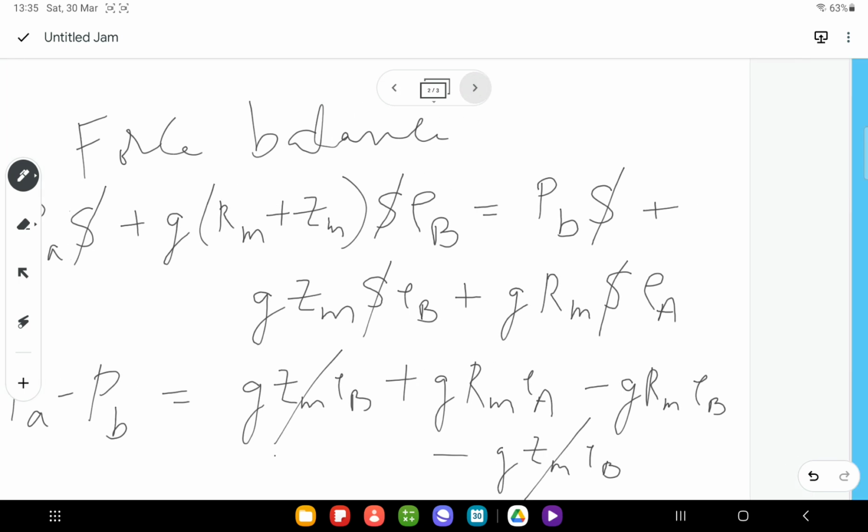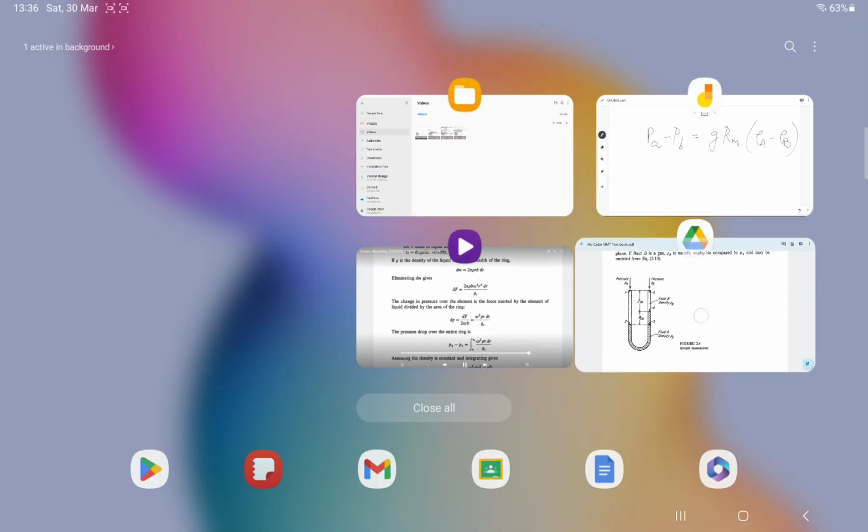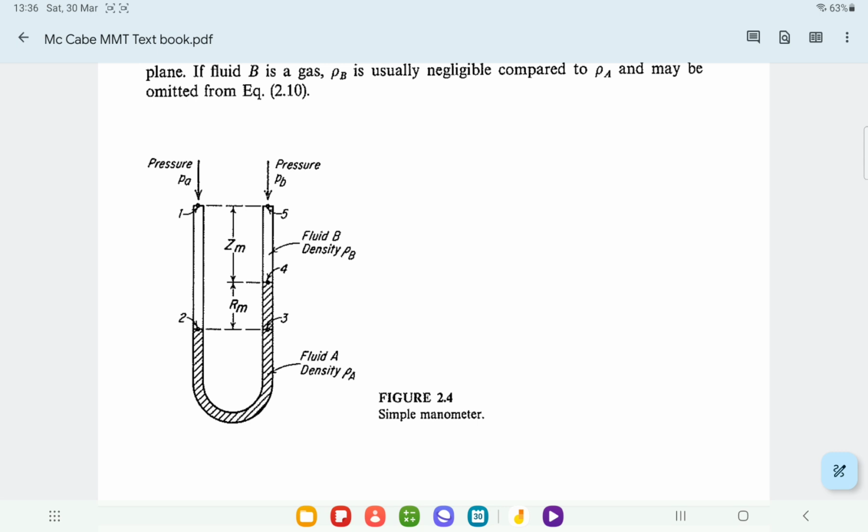So if I write it, this becomes PA minus PB is equal to G Rm into rho a minus rho b. So what is this? The pressure difference in a manometer is given as gravitational force into Rm. Rm is the distance between the two fluids, that is, in the left leg and right leg. What's the difference? Into the density of the manometric fluid and the measuring fluid. This is the expression to calculate the pressure in a simple U-tube manometer, right?